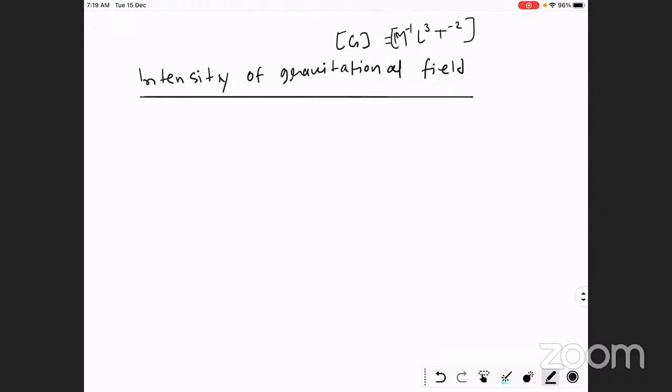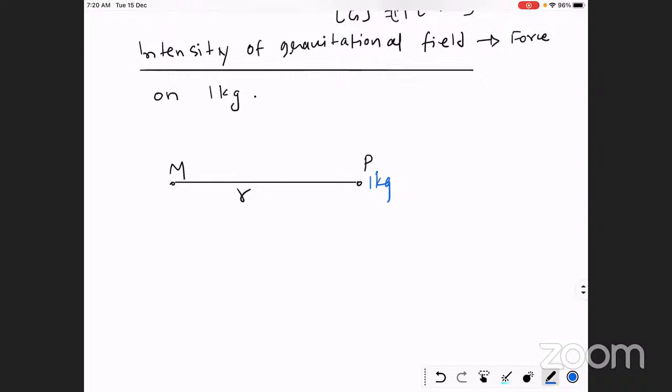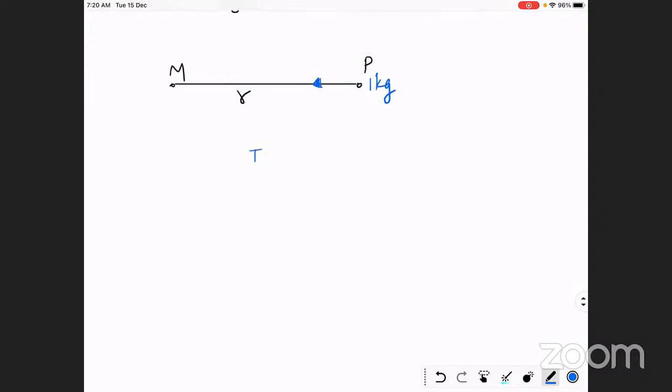Intensity of gravitational field means force on 1 kg. Do you understand that? Suppose you want to find the gravitational field intensity due to capital M at a distance r at any point P. It means you are talking about the force on 1 kg due to this. So force on 1 kg is equal to gravitational field intensity due to capital M, and it is given by G m1 m2 upon square of distance, and it is minus because this is attractive in nature. Could you understand that?